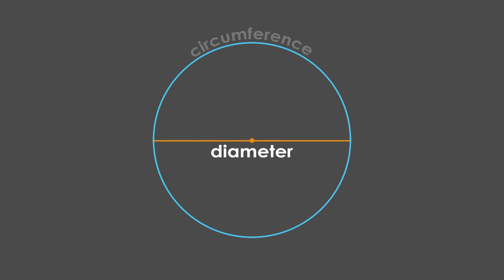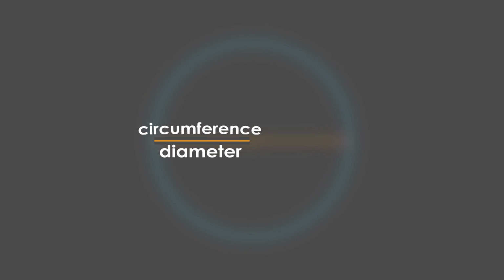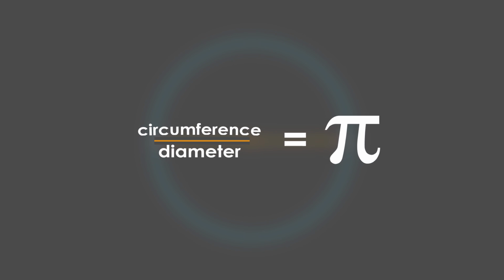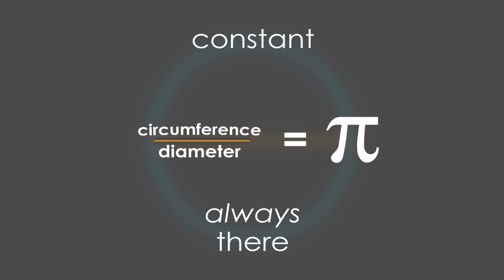There is a constant relationship between the circumference and the diameter. Changing the length of one necessarily changes the length of the other. And that relationship between those lines, that is pi. That relationship is constant. It's always there. And because it's constant, we can use it to find all sorts of other patterns.